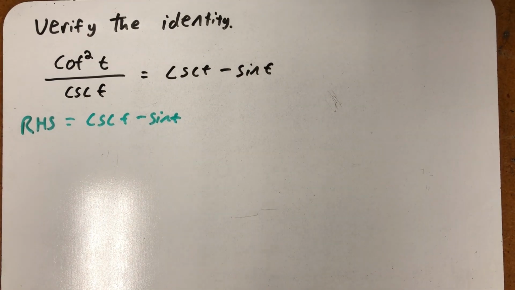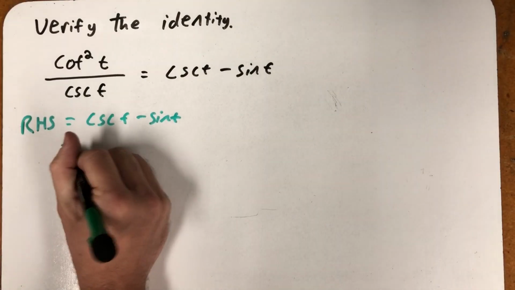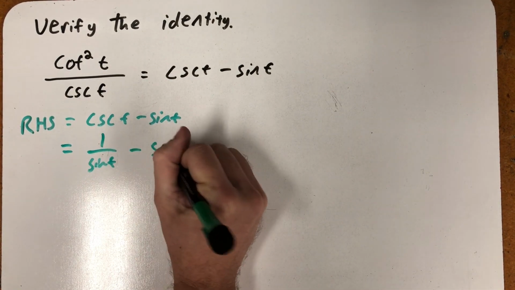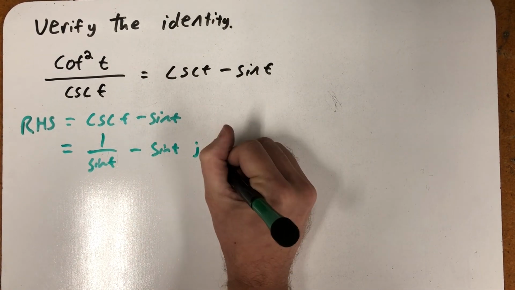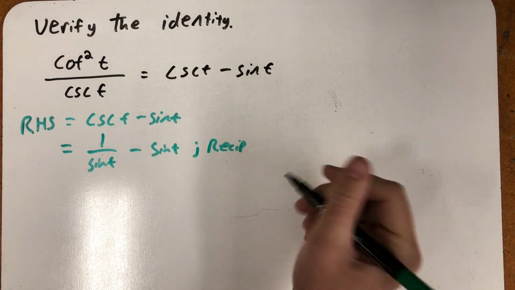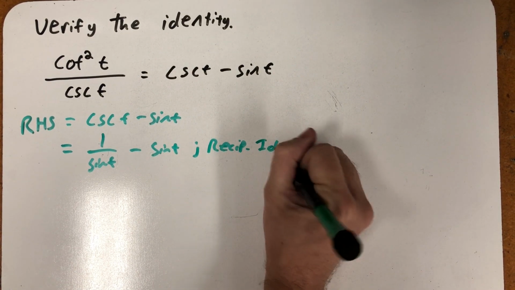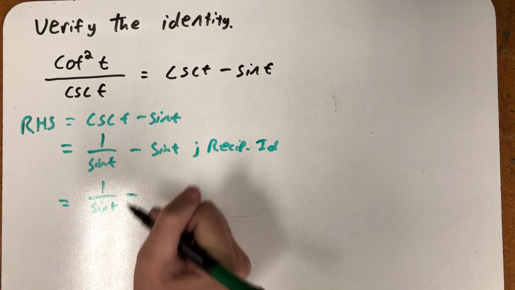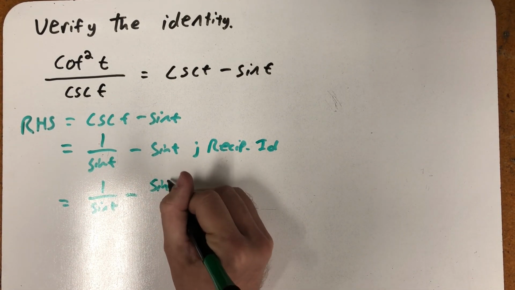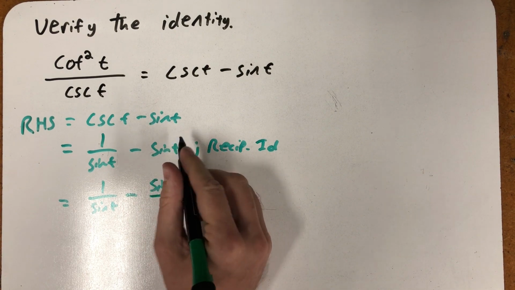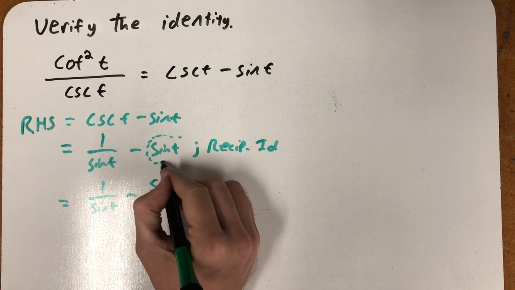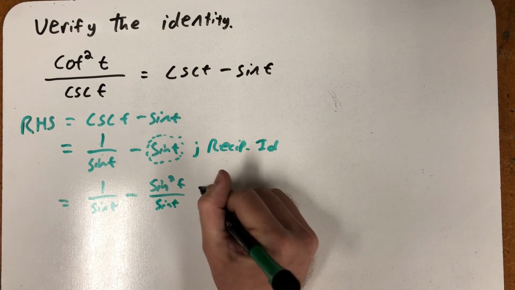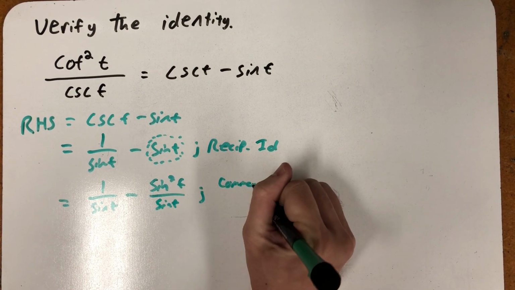All right, so here I have cosecant t minus sine t. And the first thing I see to do here is use a reciprocal identity. Cosecant is the same as 1 over sine. Next up, since now I'm subtracting something involving a fraction, I'm going to find a common denominator. I'm thinking about multiplying the second part here, sine t, by sine over sine to make it have a denominator of sine. So let's see, I found a common denominator.